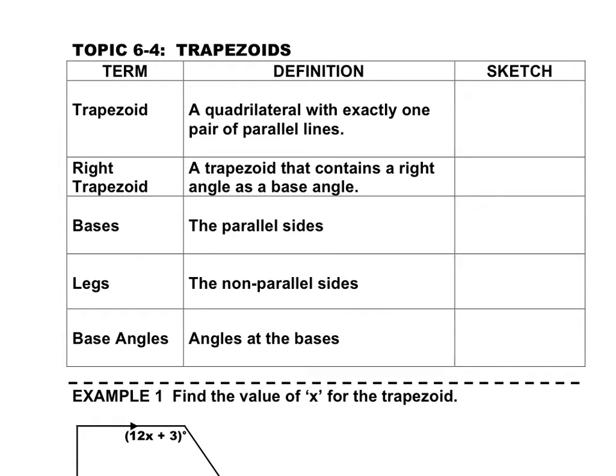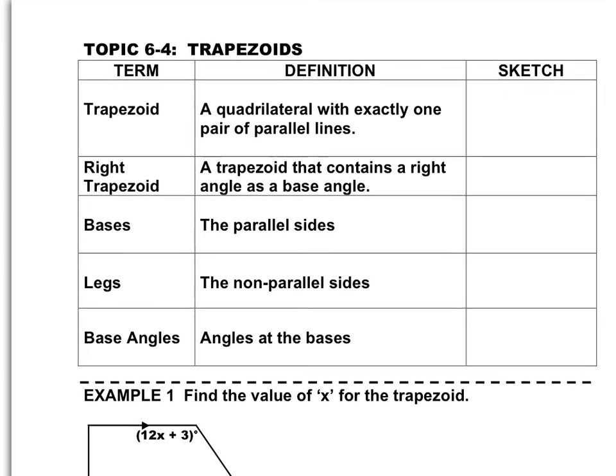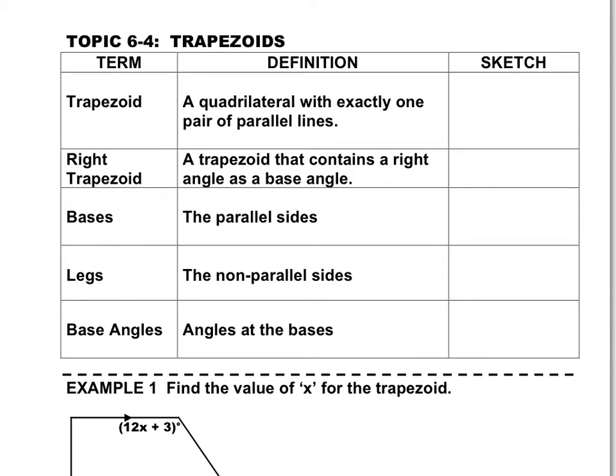Trapezoids are pretty neat. They're still quadrilaterals, right? We're still in the family of four-sided figures. All right, quadrilaterals. But trapezoids only have one pair of parallel sides. One of their sides are parallel, and then the other two sides aren't.